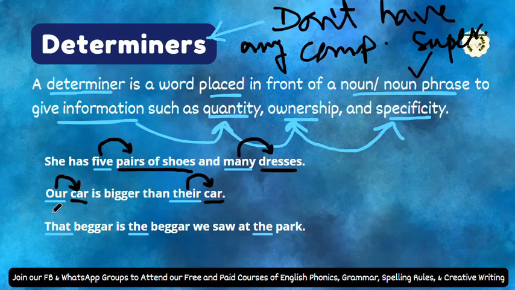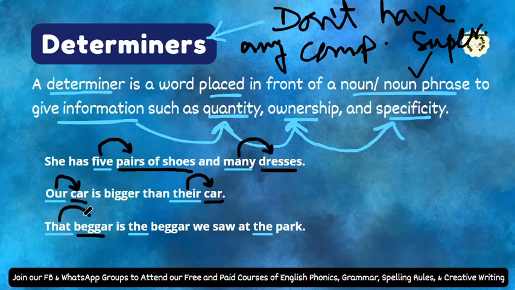So they are called possessive determiners or possessive adjectives. These are not pronouns, right? If you want to learn the difference between possessive pronouns and possessive adjectives, please check the description box. It's something crucial to learn as well.